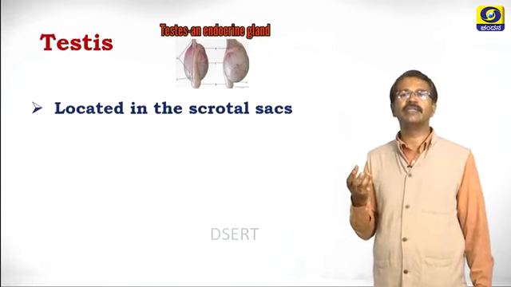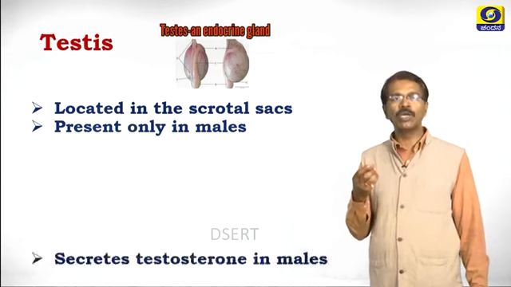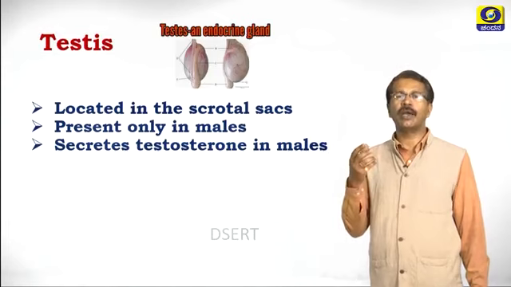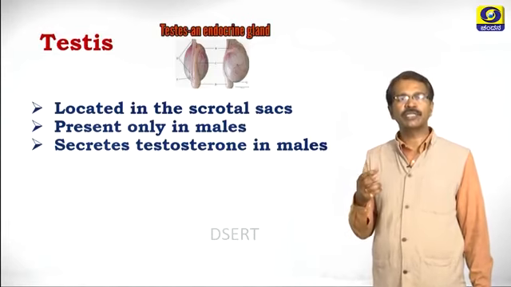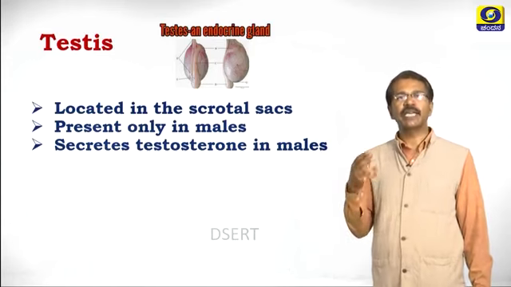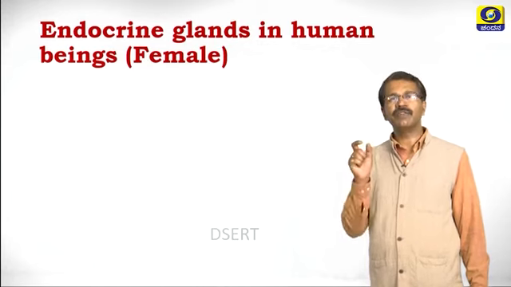Next is the testes. Testes are located in the scrotal sacs. The testis is present only in case of males and it secretes testosterone hormone. This testosterone hormone is responsible for the secondary male characters. Next, endocrine glands in females.